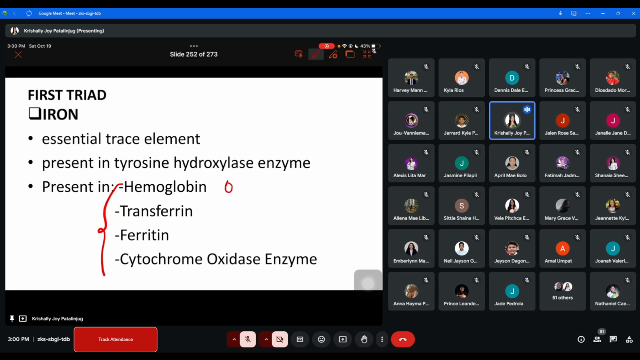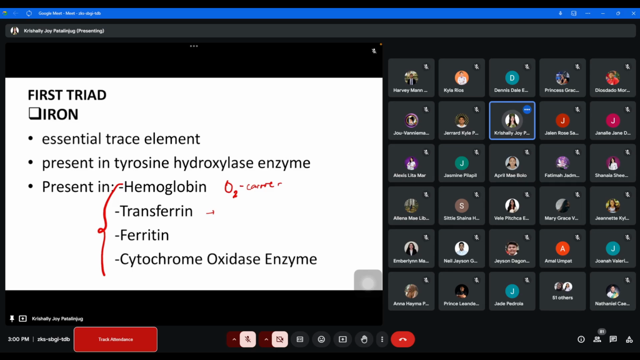Hemoglobin, as we recall, is the oxygen carrier in the blood. Ang transferrin, as we recall, it's the transporter ng iron. It is able to transport iron, okay, in the blood. Ang ferritin, it is able to store iron inside the tissues, inside cells. Cytochrome oxidase is very important enzyme for cellular respiration.